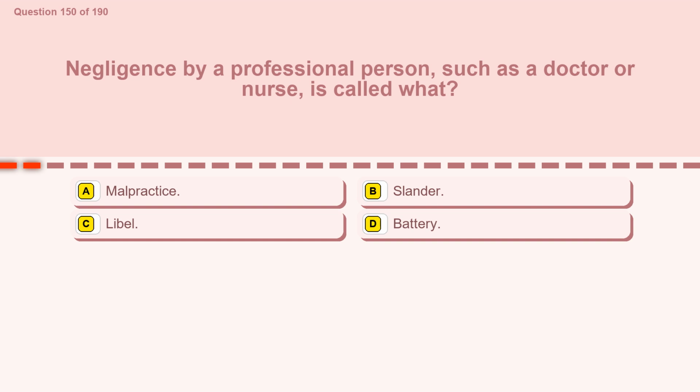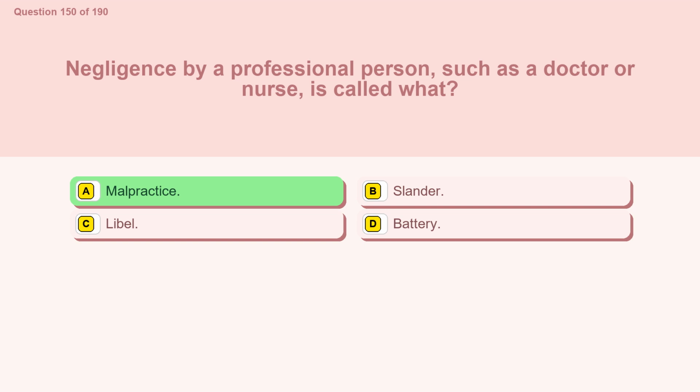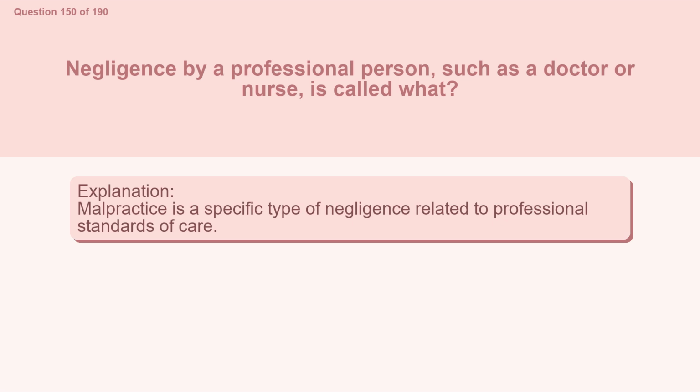Question 150. Negligence by a professional person, such as a doctor or nurse, is called what? Option A, malpractice. Option B, slander. Option C, libel. Option D, battery. The correct answer is option A, malpractice. Malpractice is a specific type of negligence related to professional standards of care.